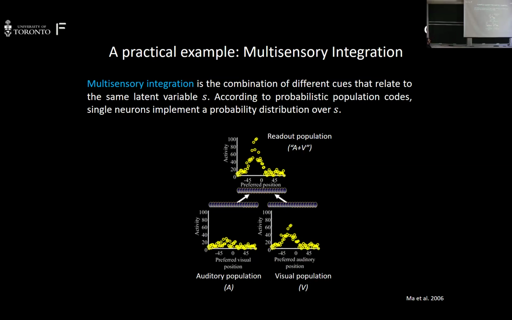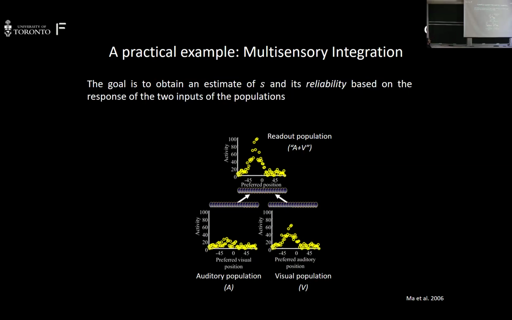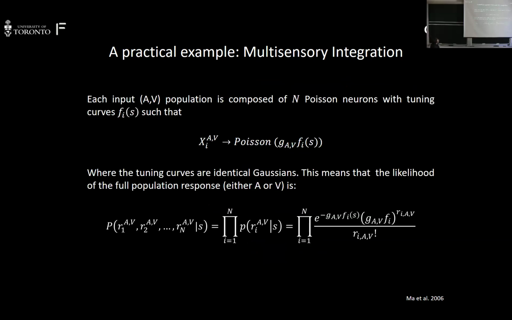So that's the context here, and the goal is to obtain an estimate of the stimulus position, and also the reliability of the estimate based on the inputs from the two populations. Coming back to the tuning curve, you can think about this as the problem of taking a bunch of Poisson neurons defined with Gaussian shaped tuning curves, and the tuning curves are identical Gaussians in this case. And then again, the job here is to multiply a bunch of independent probability distributions, just like this.